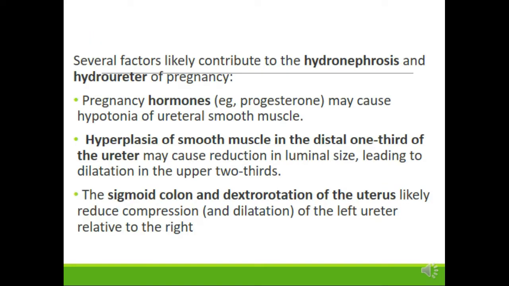Several factors likely contribute to hydronephrosis and hydroureter in pregnancy. Due to the presence of placental hormone, which is mostly progesterone, which causes hypotonia and ureteral smooth muscle relaxation, and also hyperplasia of the smooth muscle in the distal 1/3 of the ureter, this will lead to reduction in the luminal size and dilation in the upper 2/3 of the ureter. Also, the presence of the sigmoid colon and the dextrorotation of the gravid uterus reduce compression and dilation of the left ureter relative to the right one.